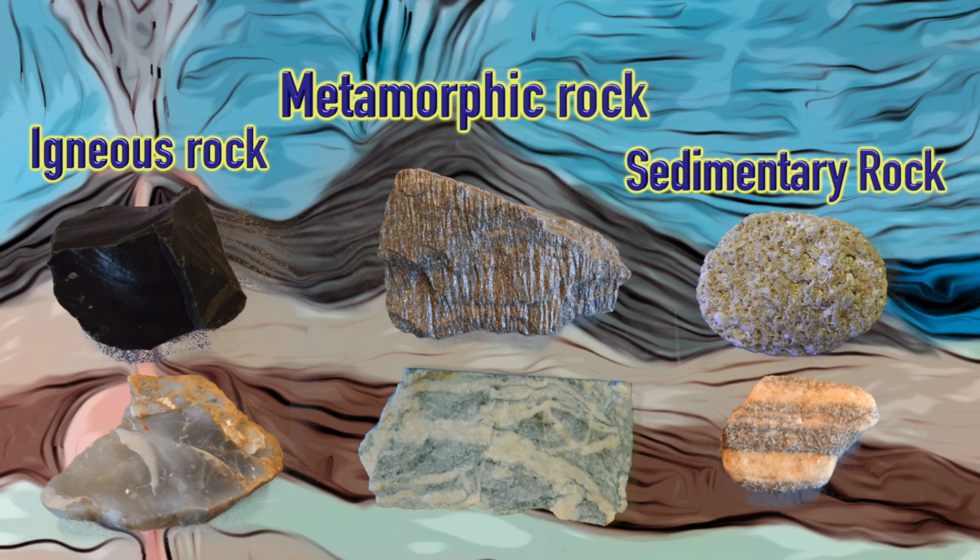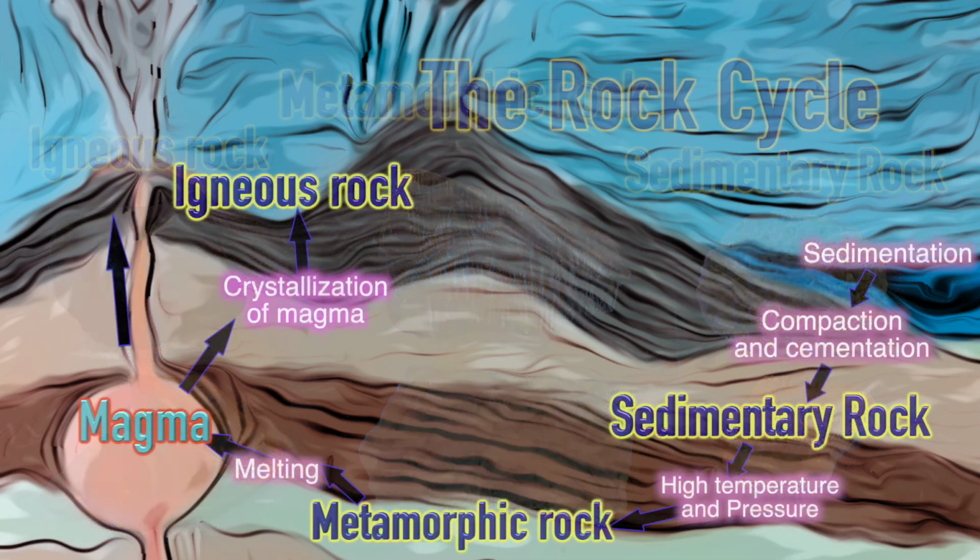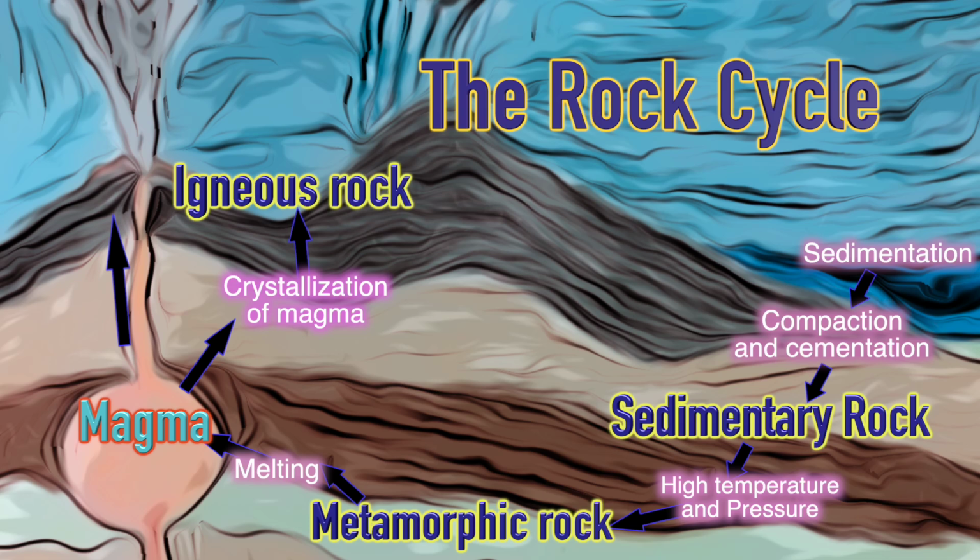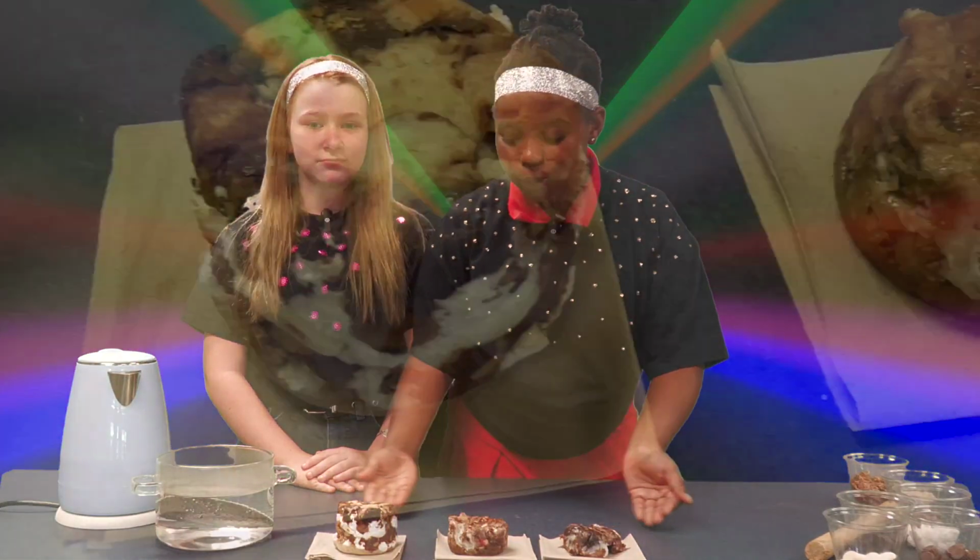We learned how sedimentary, metamorphic, and igneous rocks can form. We also learned how some kinds of rocks can turn into other kinds of rocks. Like how sedimentary can turn into metamorphic rocks with a little more heat and pressure. And just look at all the rocks we made.